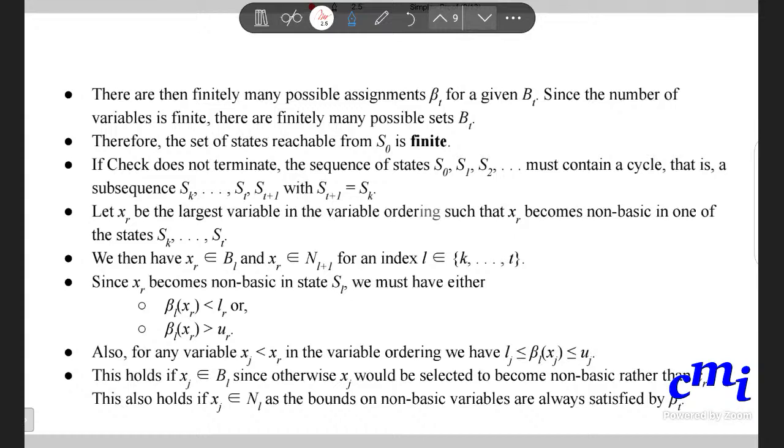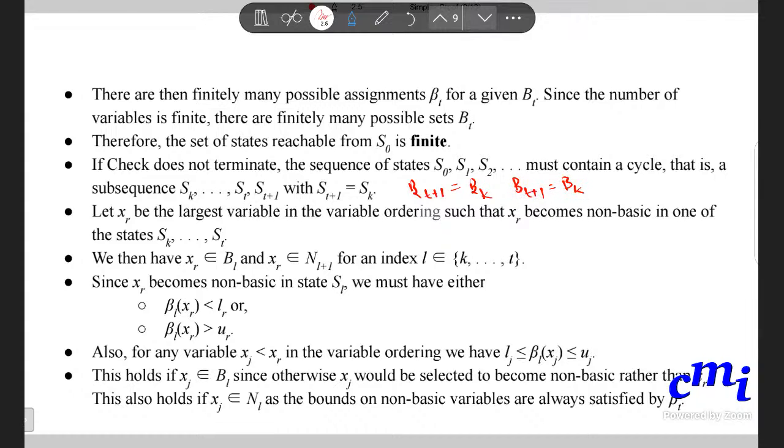Let's back up a little bit. Each of these states has a particular variable assignment and a basic variable set. So when you say st plus 1 is equal to sk, the two components are identical. So they have the same basic set: beta t plus 1 is equal to beta k, and bt plus 1 is equal to bk.